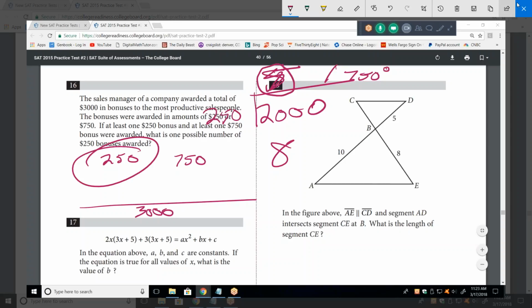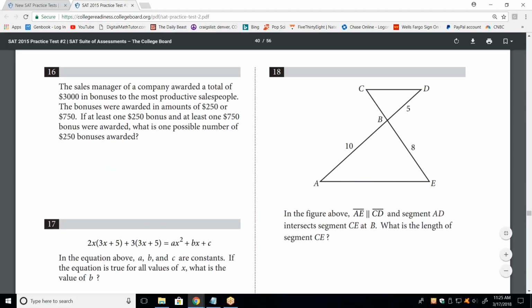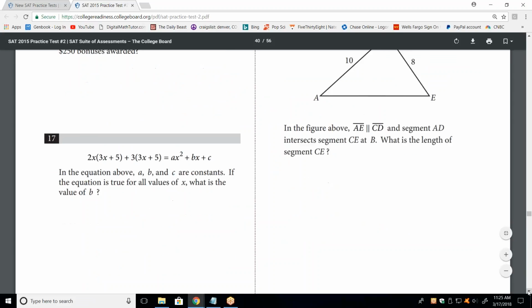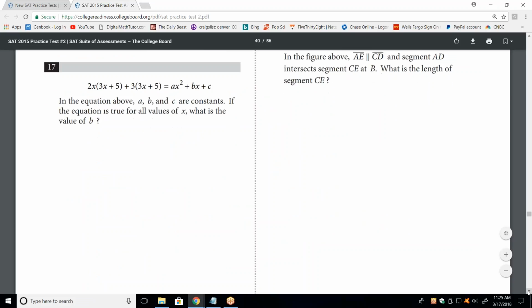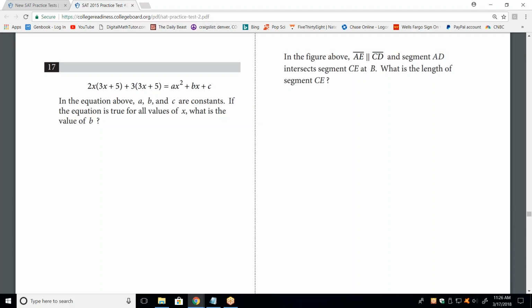All right, let's scroll down and look at 17. Should also be relatively easy. Look at this problem, and if you don't know what to do, do whatever it is you can do. If you know what I'm saying. In other words, I'm looking at this and I say, I'm clueless. I have no idea what to do. So what should I do for a first step?